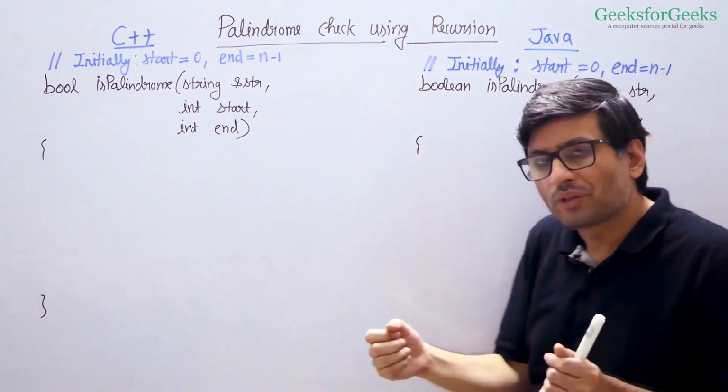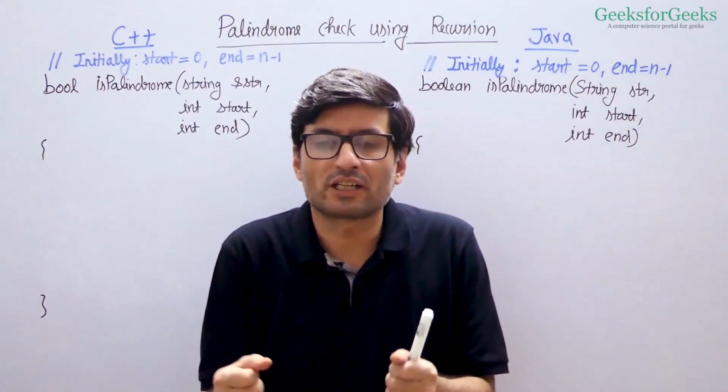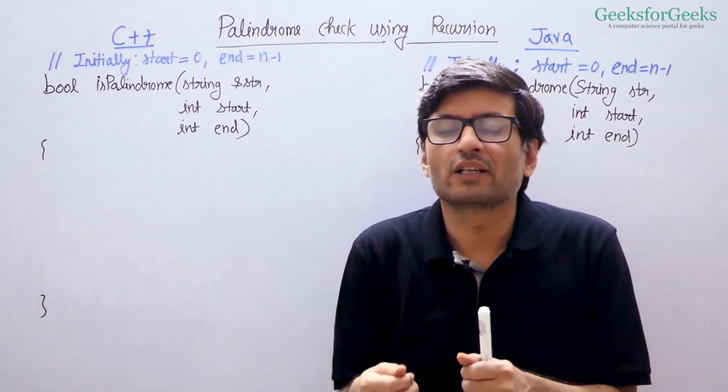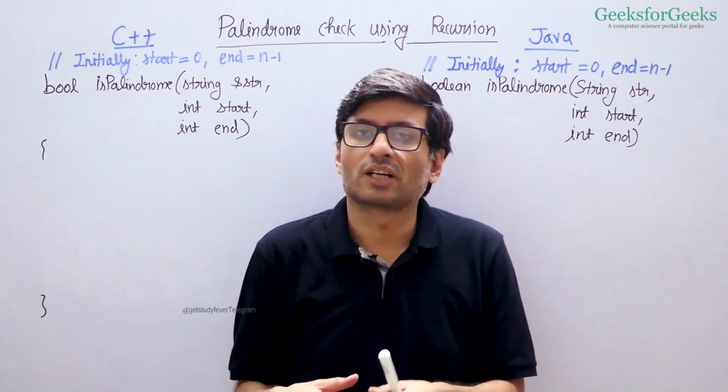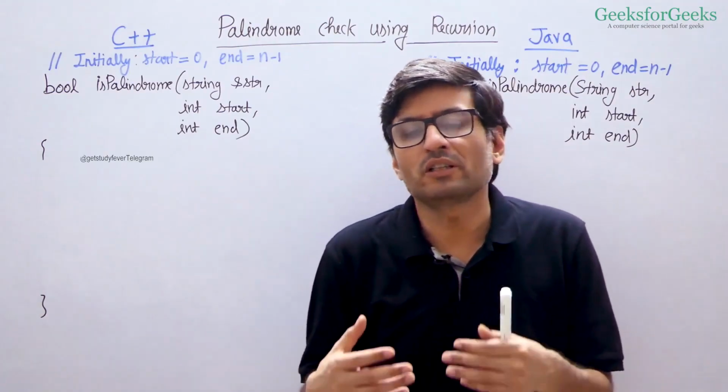So what are we going to do? We are going to compare the characters at current start and end, right? And then we are going to make a recursive call for start plus 1 and end minus 1. Now you have the complete idea. You can fill in the rest of the code.